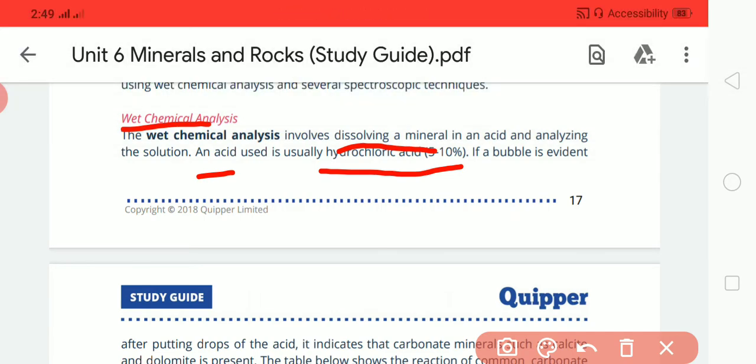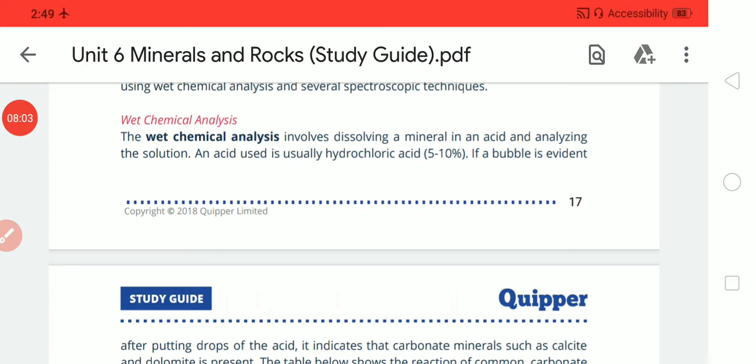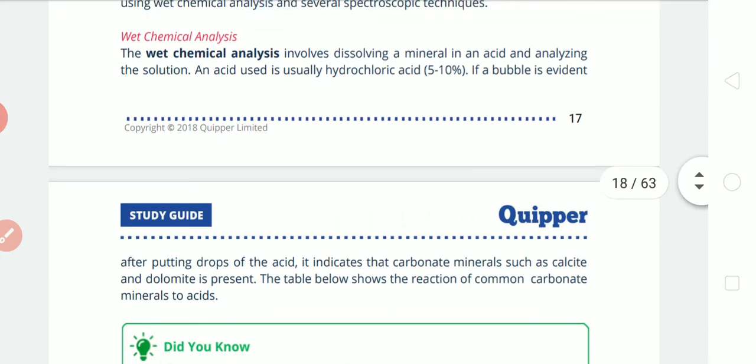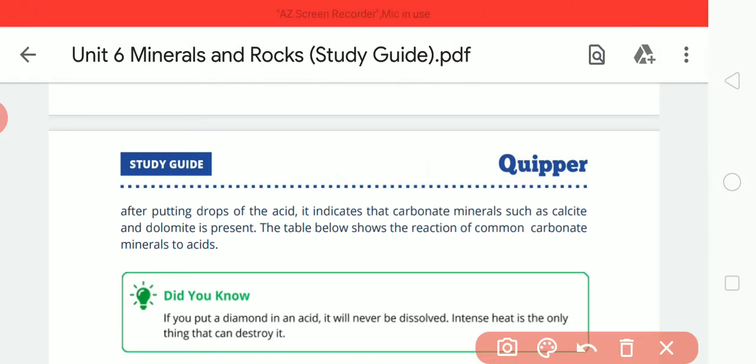If a bubble is evident after putting drops of acid, it indicates that a carbonate mineral such as calcite and dolomite is present. So the table below shows the reaction of common carbonate minerals to acid.